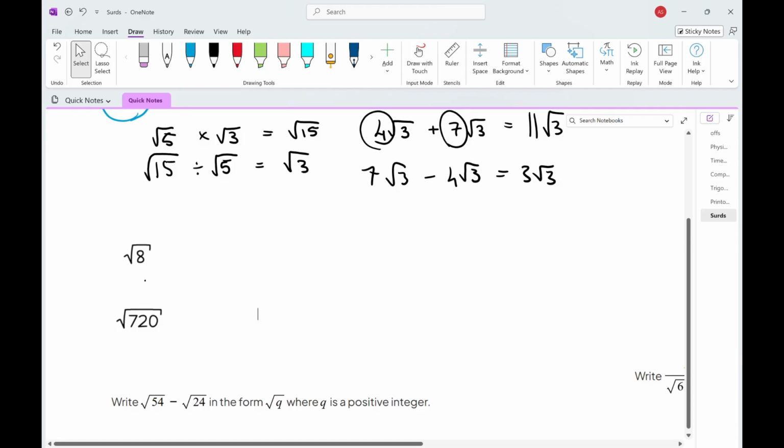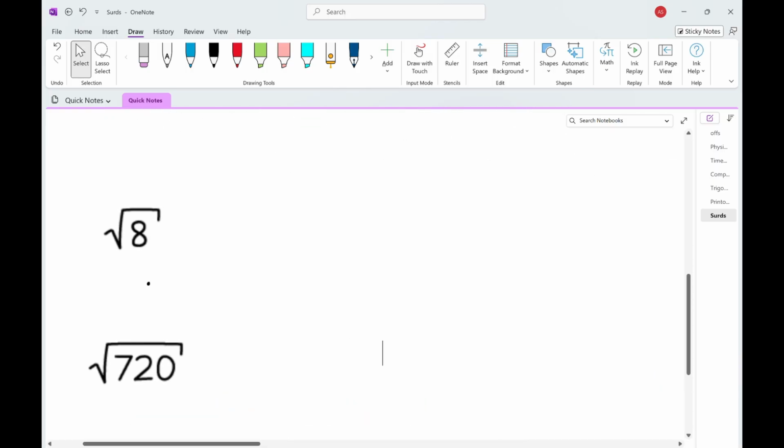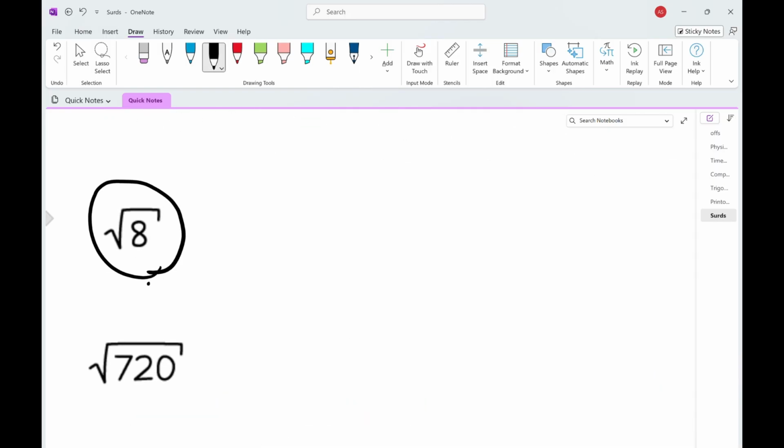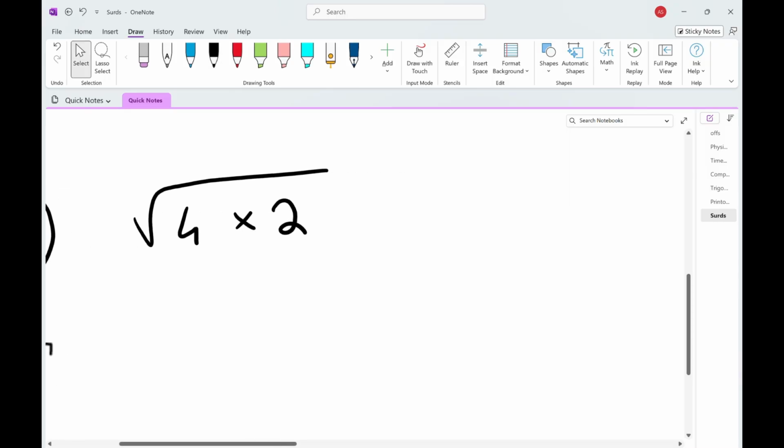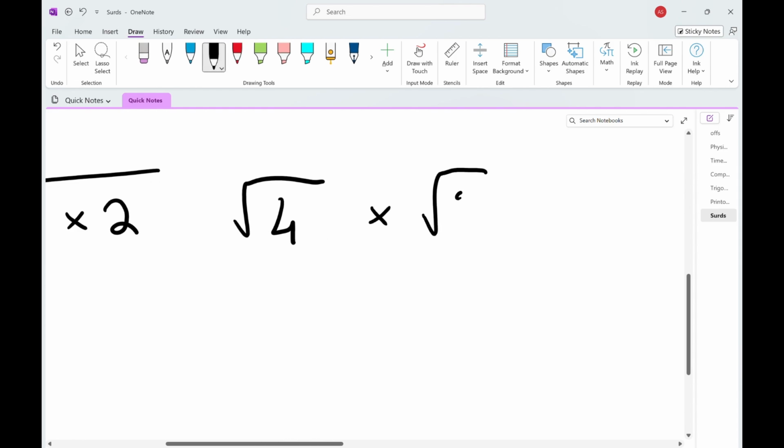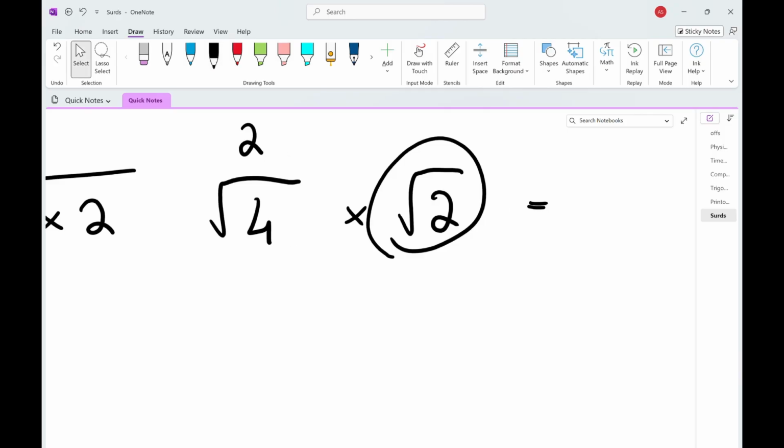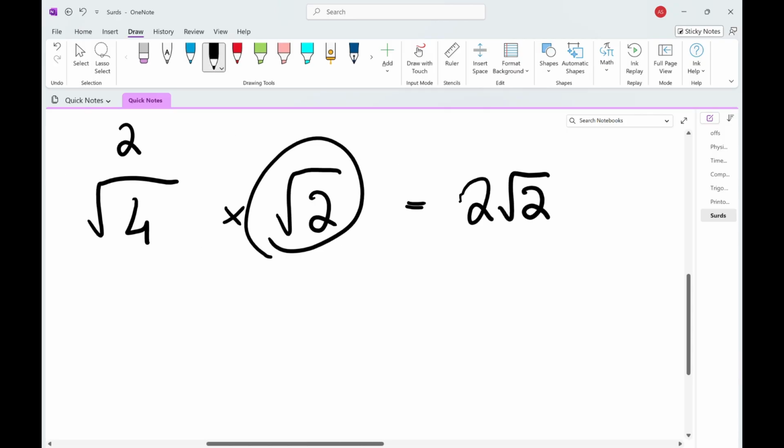Now we move on to a more difficult subject, which is factorizing surds and turning them into their simplest form. For example, we have root 8. Root 8 can be simplified into root 4 times 2, because 4 times 2 is 8. Now imagine we split it up. Root 4 times root 2 equals root 8, right? And root 4 is equal to 2, and then we also have root 2, which stays the same. So this will ultimately equal 2 root 2.